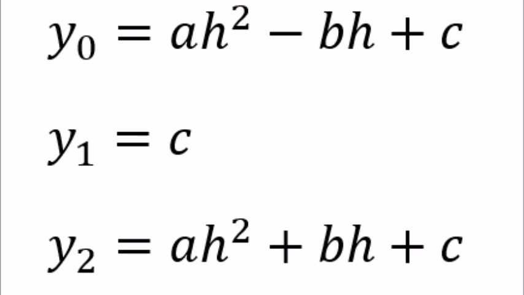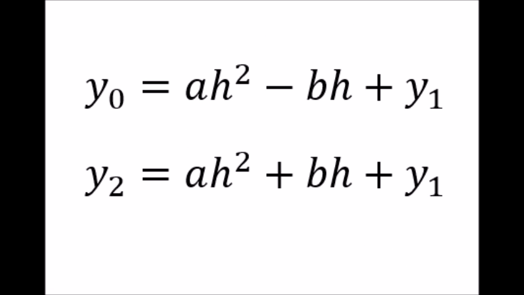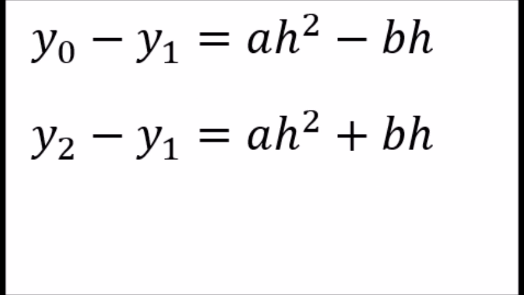The past 3 slides are summarized here. We have y0, y1, and y2 expressed in terms of h and the unknown coefficients a, b, and c. Notice that y1 is equal to c. We can substitute that into the expressions for y0 and y2. This is the result. Now I just move all the y's to the left-hand side of the equation.